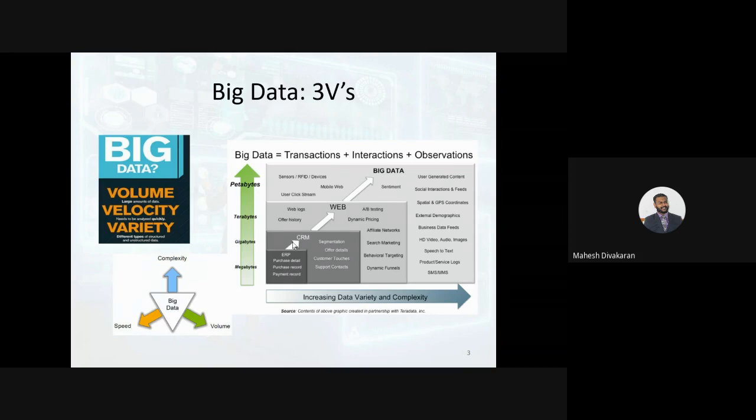So a lot of data is being generated, and this data is very big in volume. It has a good velocity, and it is very different. Each data set is very different from the others, so there is a lot of variety. So we can call it big data, because of these three V's.